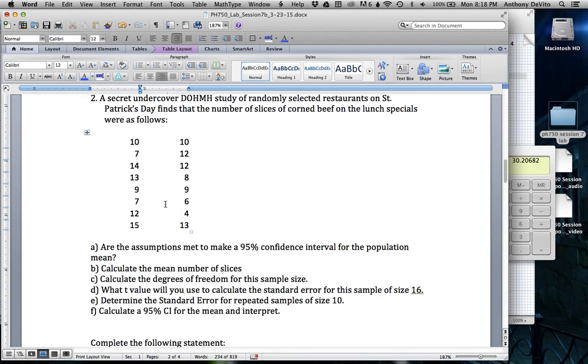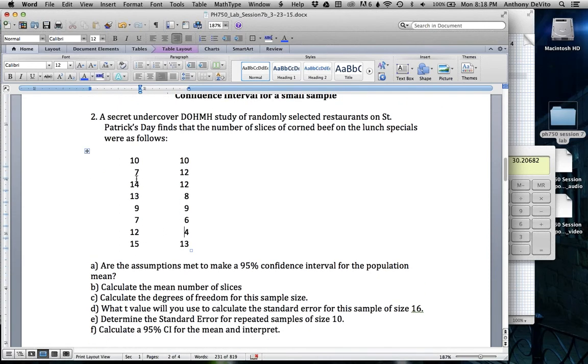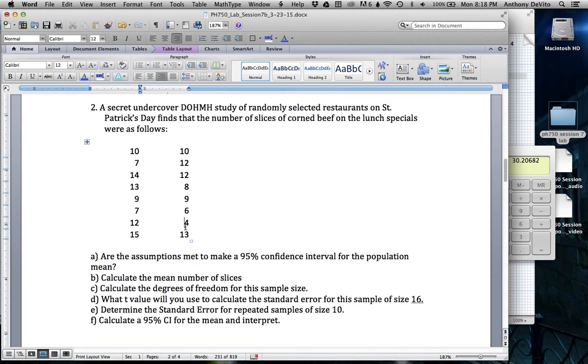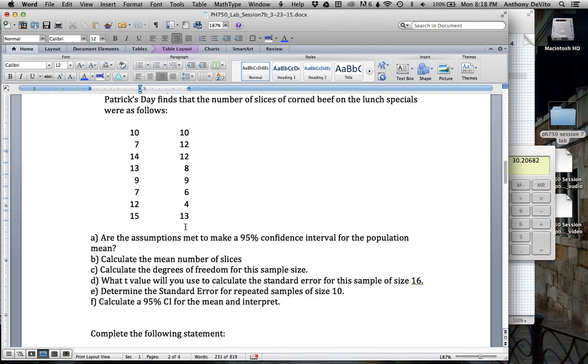So, at any rate, here's 10. Here's 2, 4, 6, 8, 16 of these places that were inspected. This is the number of slices of pastrami that you got on your sandwich.